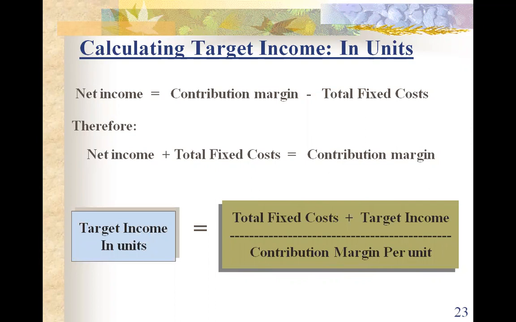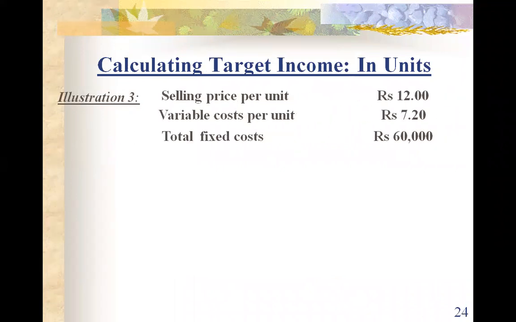Did you understand? Is it clear to all of you? Yes, sir. We'll see an illustration. Now just like the previous example, selling price is 12, variable cost is 7.2 and fixed cost is 60,000. In this case, if we set a target profit, we said that target income is 15,000.